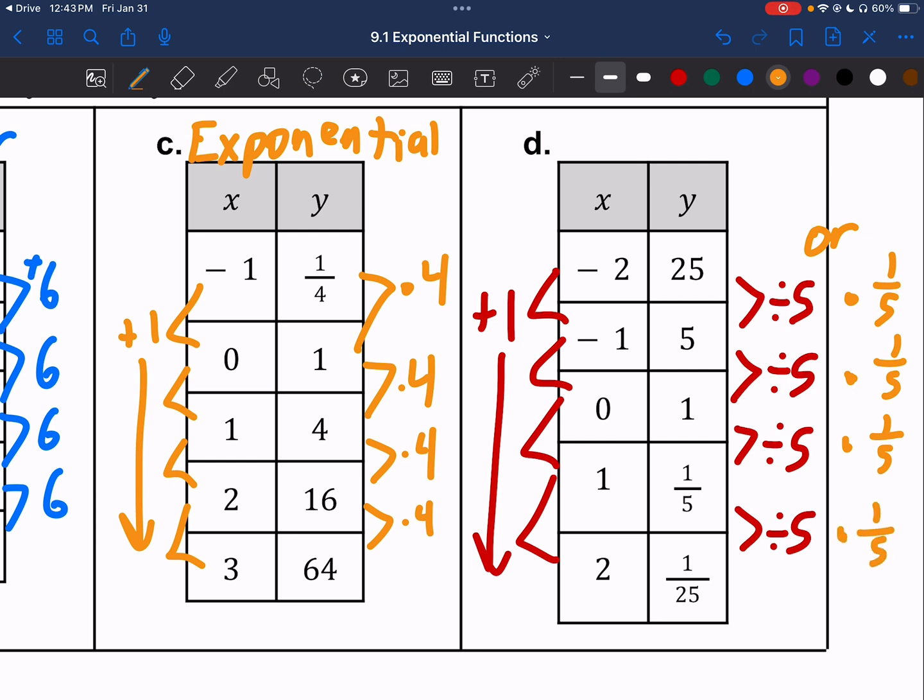So this is the difference between exponential growth and exponential decay. In exponential growth, your Y values are getting bigger and bigger as time goes on. In exponential decay, your Y values are getting smaller each time. So letter D is exponential.